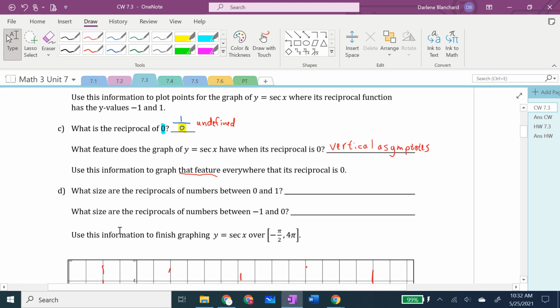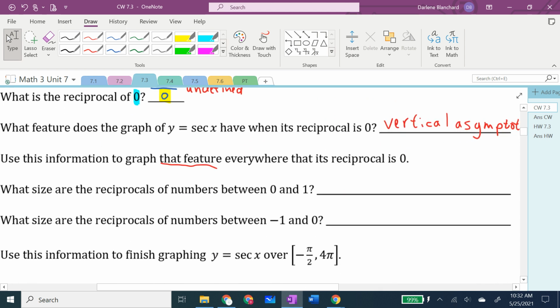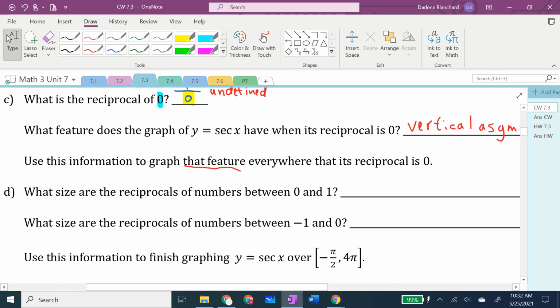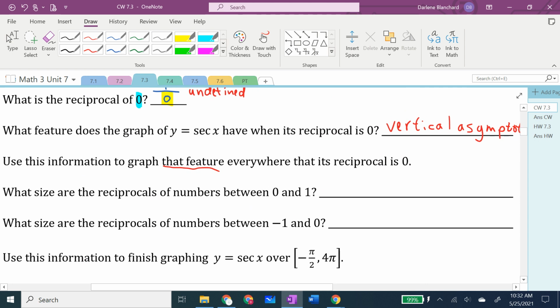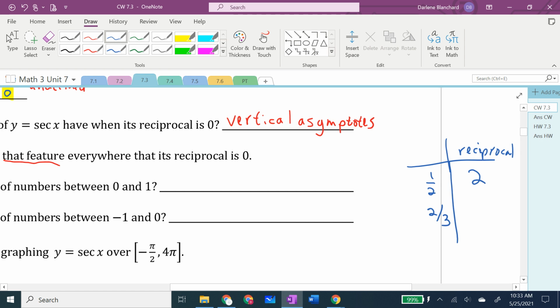Now, part D. If you reciprocate numbers between 0 and 1, so if I reciprocate, for example, 1/2, what is its reciprocal? Another number between 0 and 1 would be 2/3. What is that reciprocal?